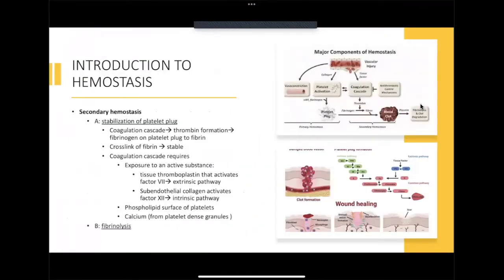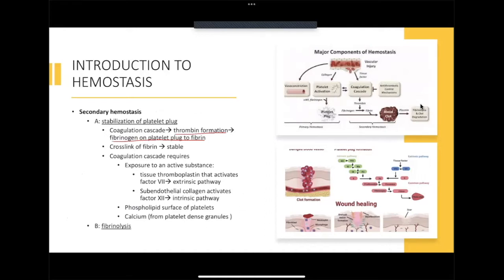So the next is secondary hemostasis. In secondary hemostasis, we're trying to stabilize the platelet plug. That's where you have your coagulation cascade, the intrinsic pathway, extrinsic pathway, and so on. So the main thing is that we're trying to form thrombin, which converts fibrinogen on the platelets to form fibrin.